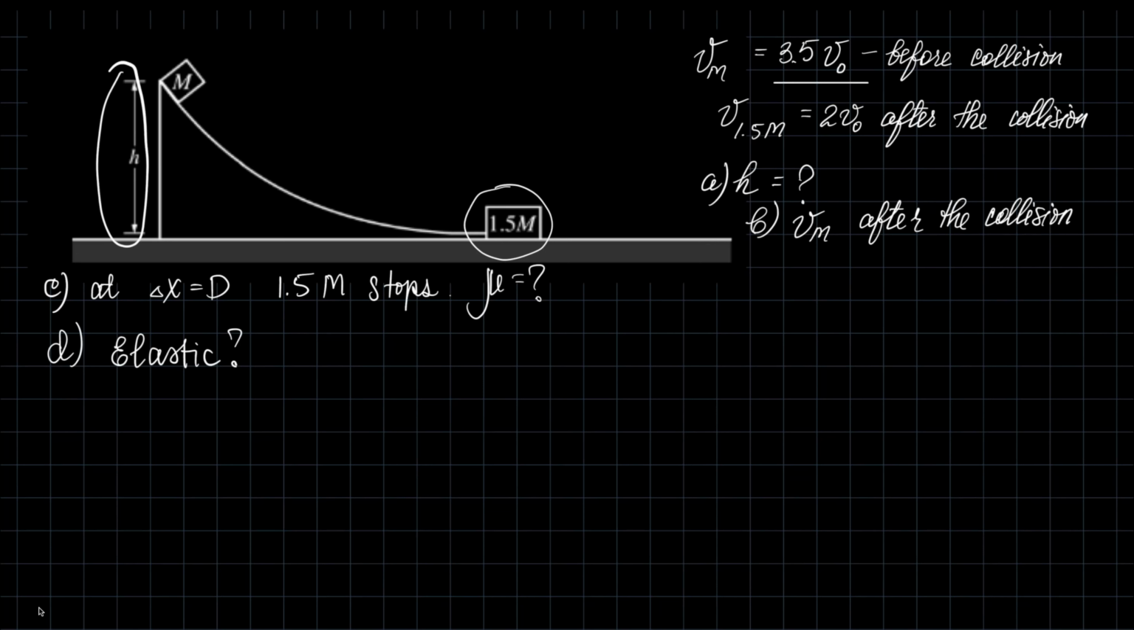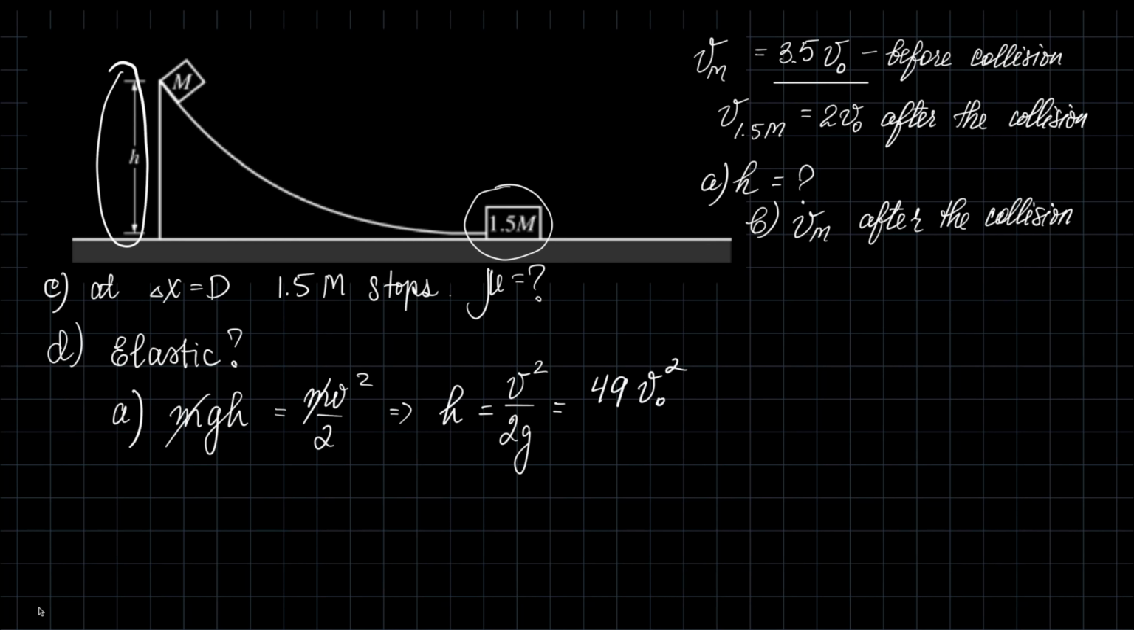Conservation of mechanical energy: mgh should be equal to mv squared over 2. Mass cancels. h should be v squared divided by 2g. So 3.5 is 7 over 2, so it's going to be 49 v0 squared over 8g.